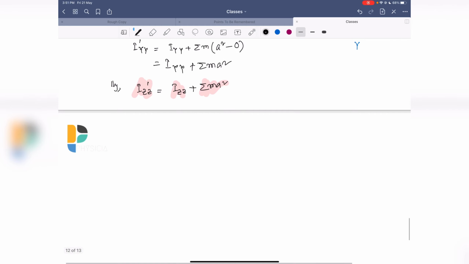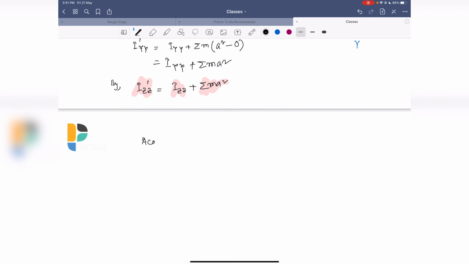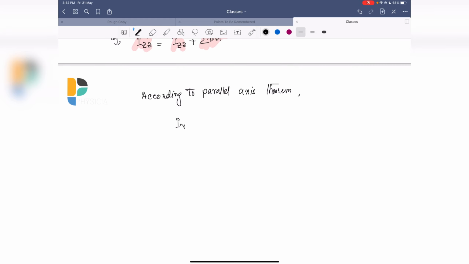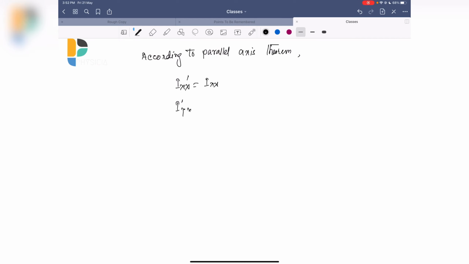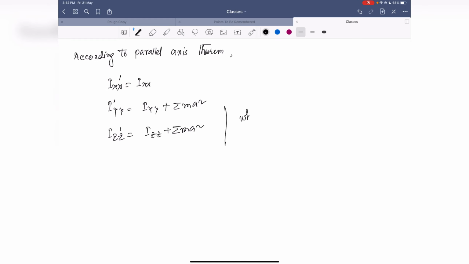Let me summarize this. So I can write Ixx dash is equal to Ixx, Iyy dash is equal to Iyy plus summation of m a square, Izz dash is Izz plus summation of m a square, where a is the distance between the two axes. Simple.